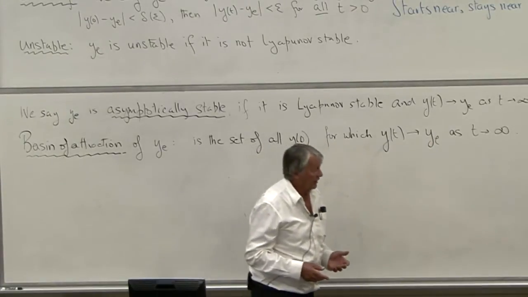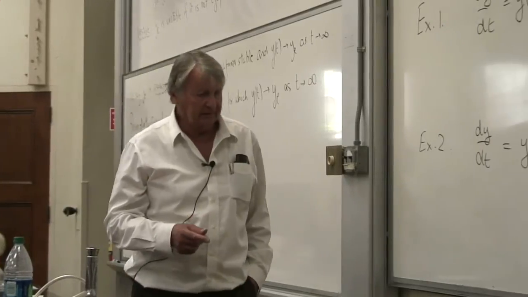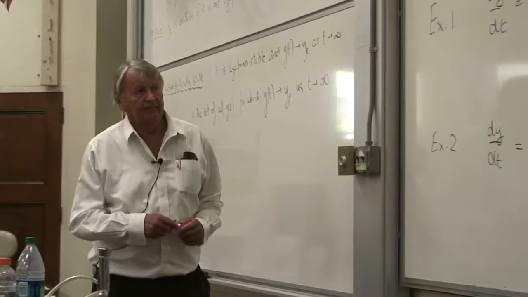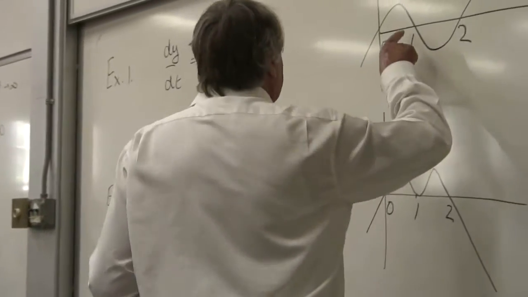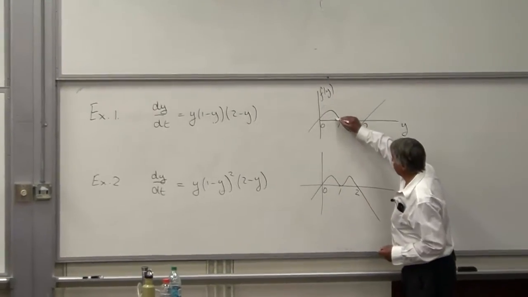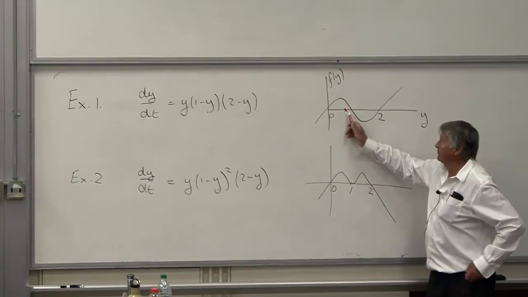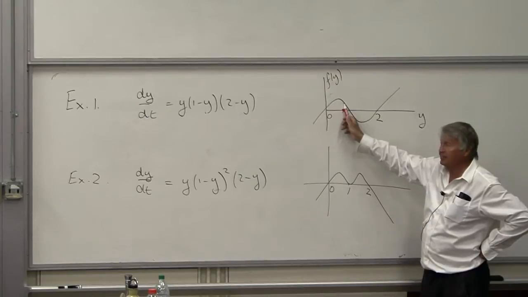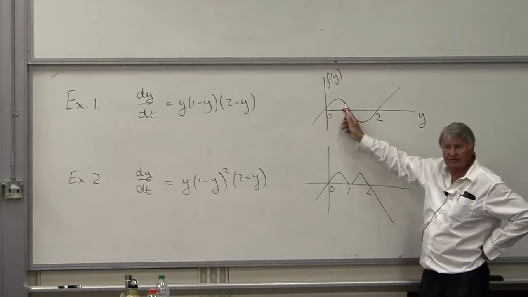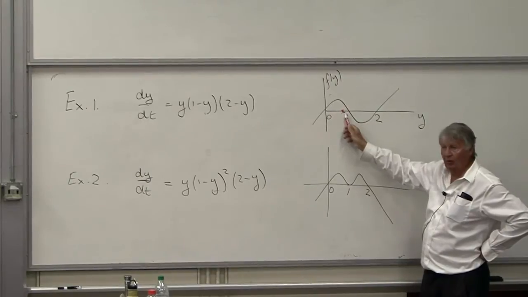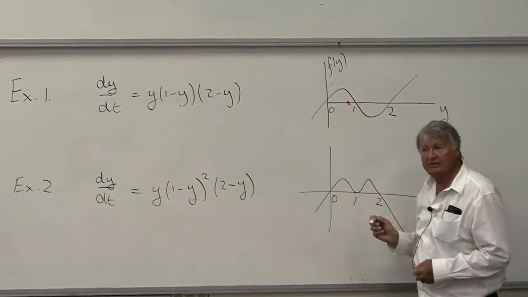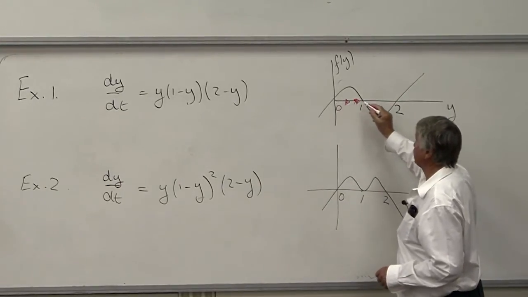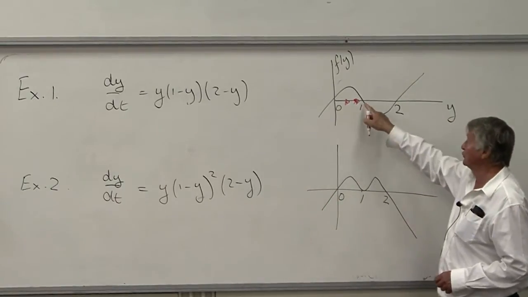Let's take a look at our examples. Supposing we start near 1 here. Supposing we start here. Then f of y at this particular y value is positive. So that means dy by dt is greater than 0 at this particular y. Therefore, as t increases, y will increase. So things will move this way. So between 0 and 1, the solution will move towards 1.